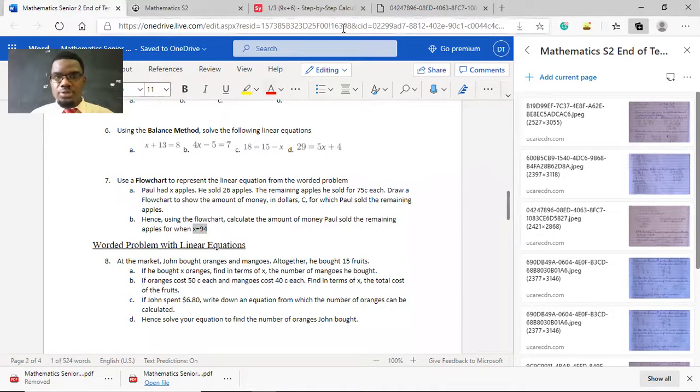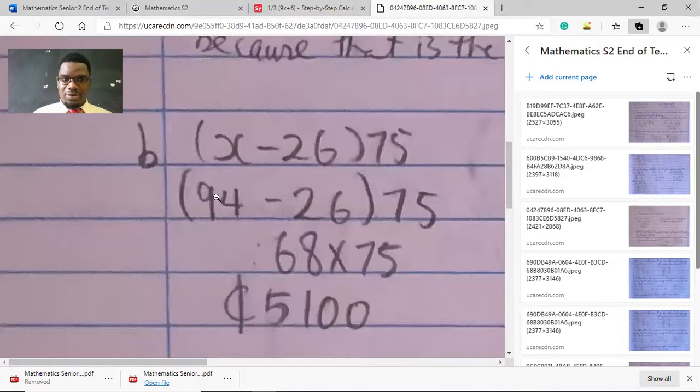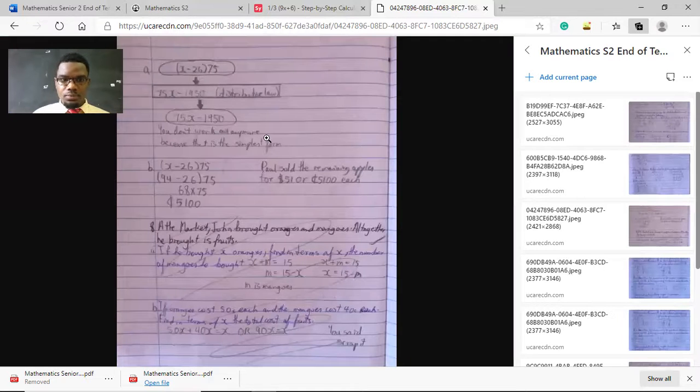So substitute, right? You know those movies where they have a substitute teacher to replace the teacher that is sick or on leave? You substitute the X for 94. So now you get 94 minus 26 times 75, and that will tell you how much money the remaining apples cost. In other words, he had 68 apples left from the 94, times 75 cents each, that gives you 5,100 cents. Hope everybody gets that. Okay?